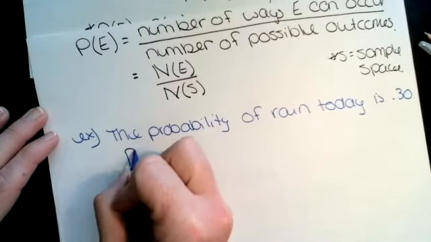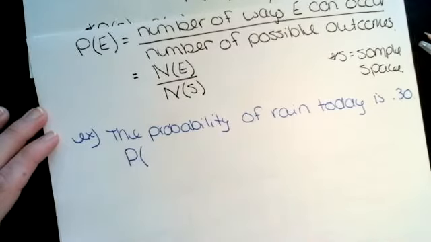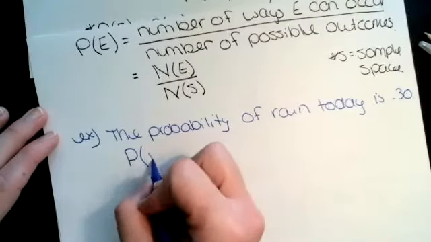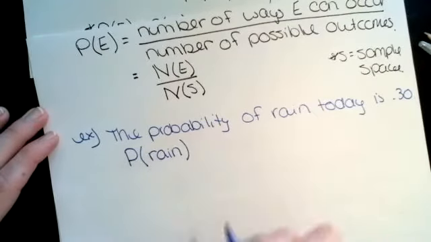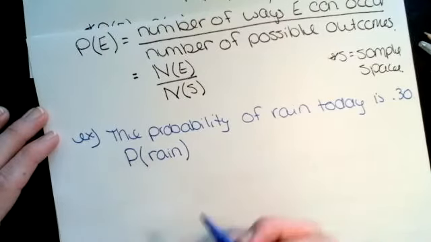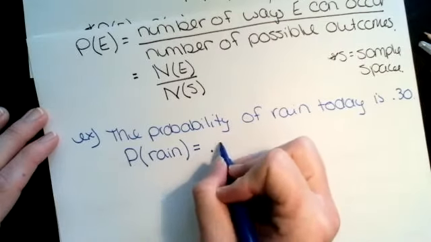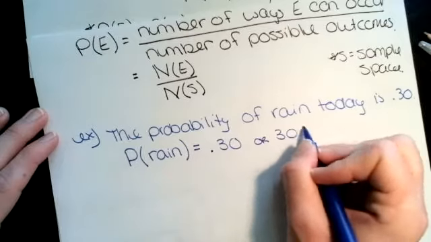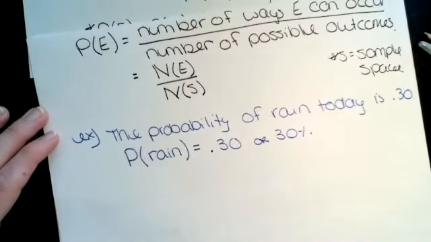So anytime you write this capital P with the parentheses, it's just telling someone you're calculating the probability. It's the probability of, and I'm just going to put rain. I think it's pretty clear that I'm calculating the probability of rain, okay? And it's just equal to 0.3. Or I can write this as 30% if I want, right?